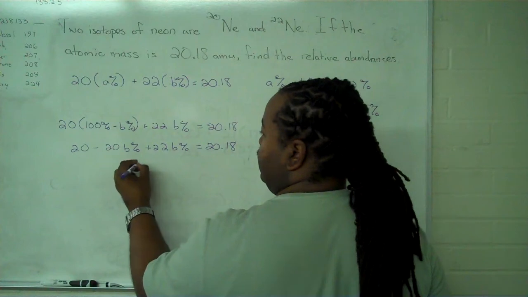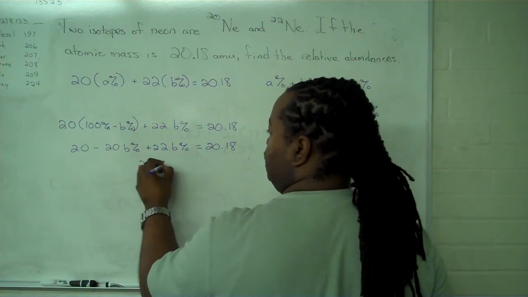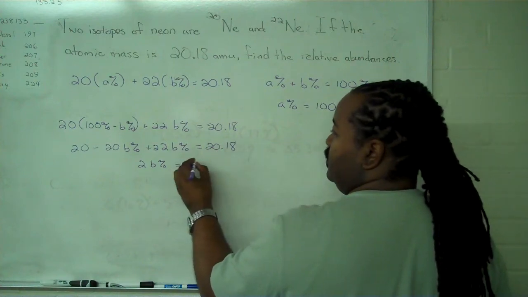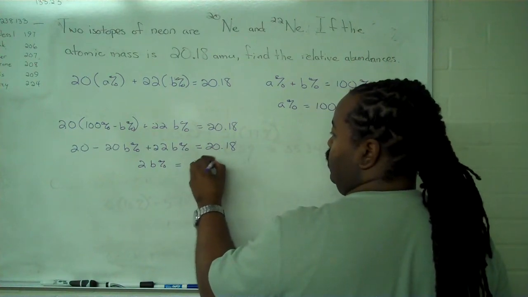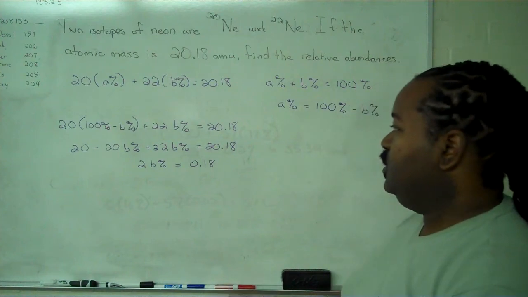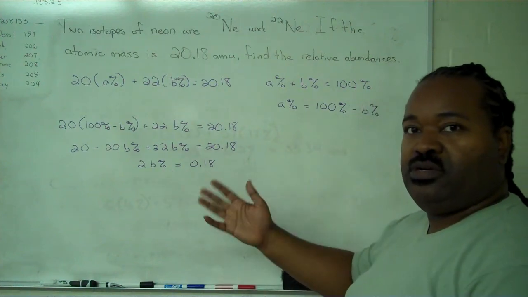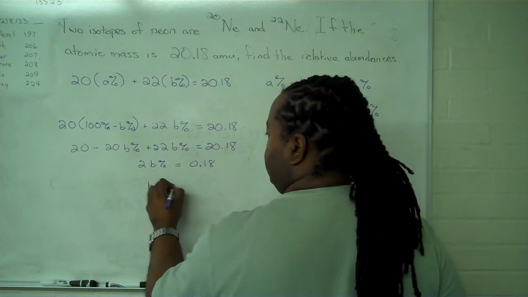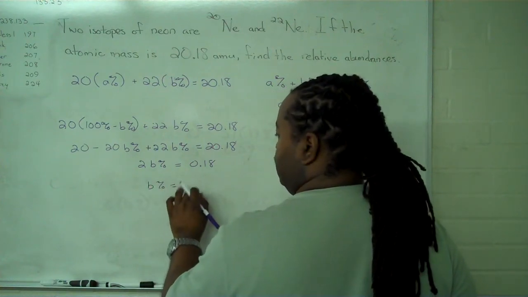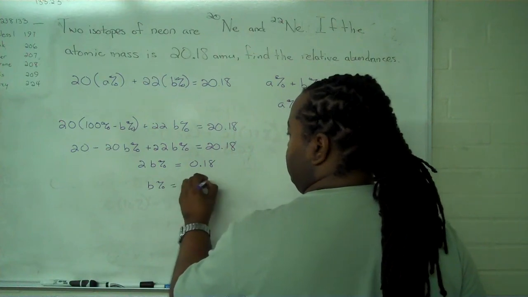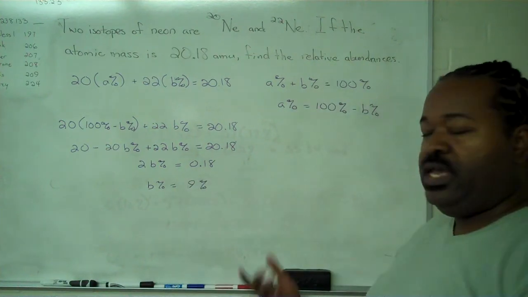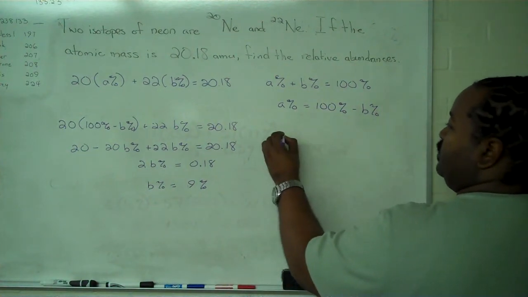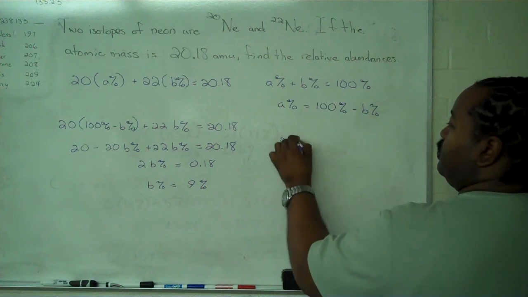So adding these two together gives me 2 times B%, and subtracting the 20 from both sides leaves me with 0.18. And so now it's straightforward if we divide by 2 that the percent we're going to get for B is in fact 9%. And if the percentages have to add up to 100, we can then determine our relative abundances very straightforward.